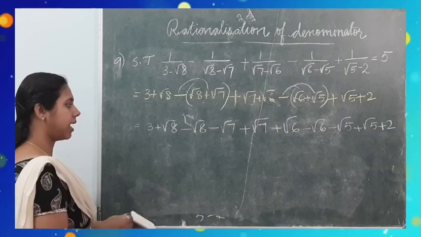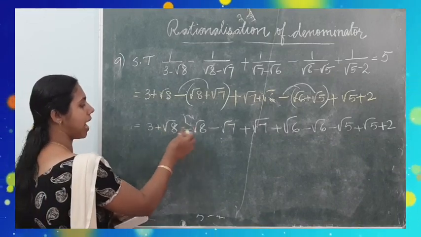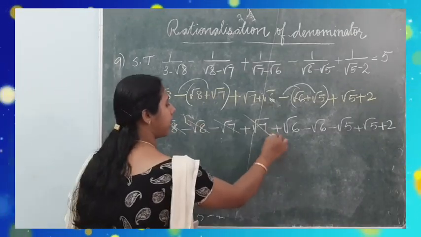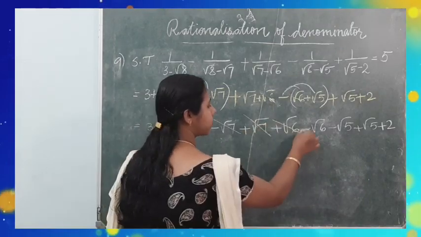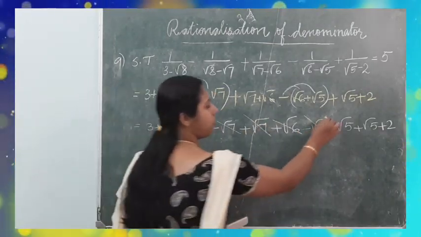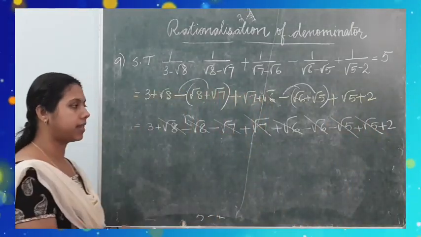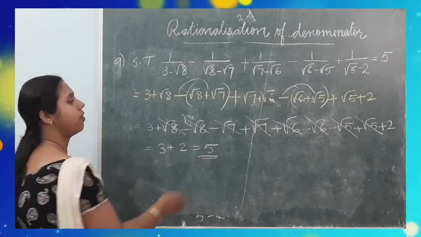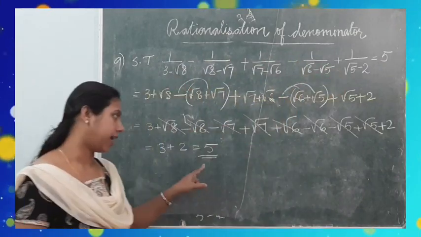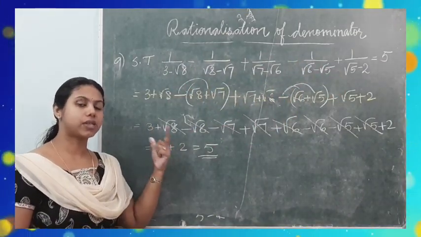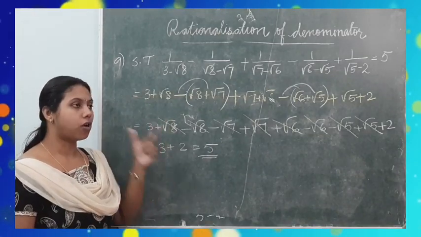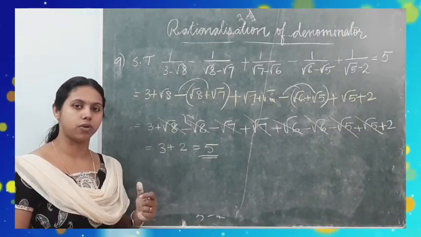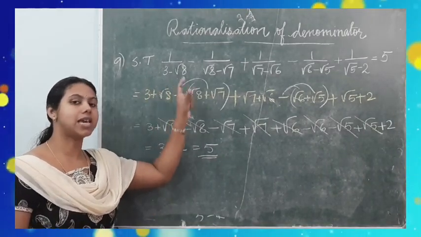Now you can cancel the like terms here. Plus root 8 and minus root 8 cancel. Minus root 7 and plus root 7 cancel. Plus root 6 and minus root 6 cancel. Minus root 5 and plus root 5 cancel. Then what is remaining? 3 plus 2, which is equal to 5. So we got LHS equal to RHS. This type of problem you can expect. If you know rationalization, we can do this type of question. Different types of questions we are able to do. The main thing is rationalizing each denominator.